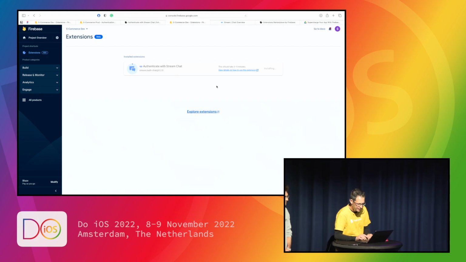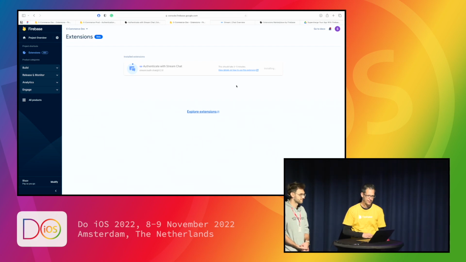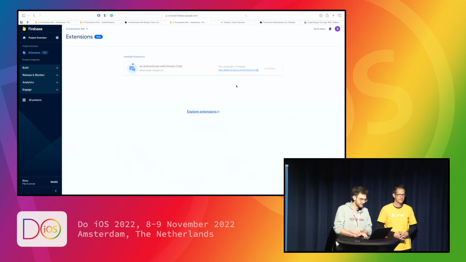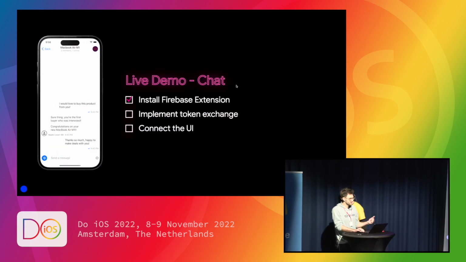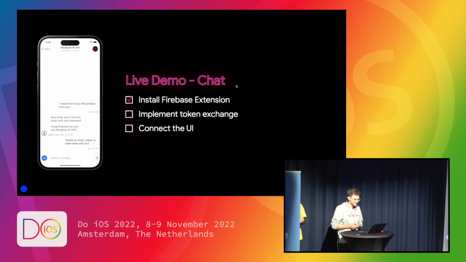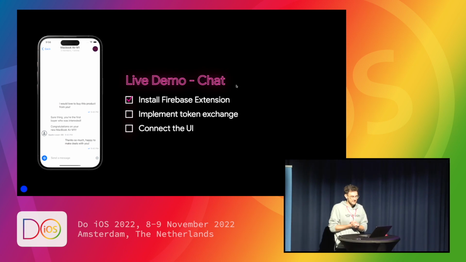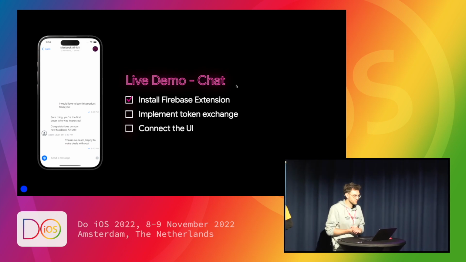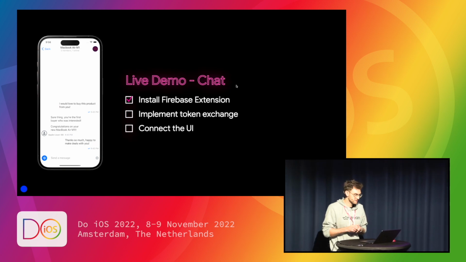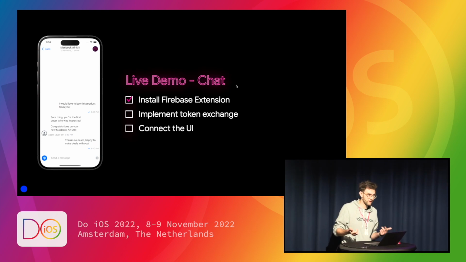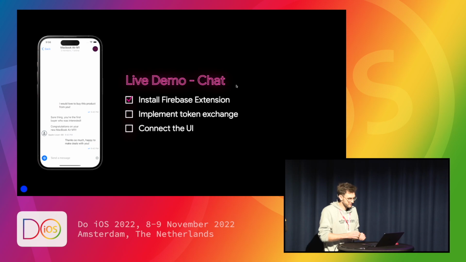It says a couple of minutes, and while we're waiting for the installation to go through, why don't we switch to Xcode? Sounds good. Just to recap here, we've installed the Firebase extension now. And now we take 2 more steps. We need to implement the token exchange in some form, because we need to authenticate. And then we need to connect the UI.